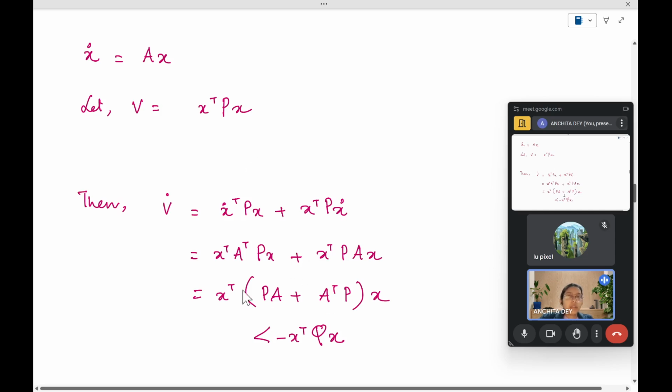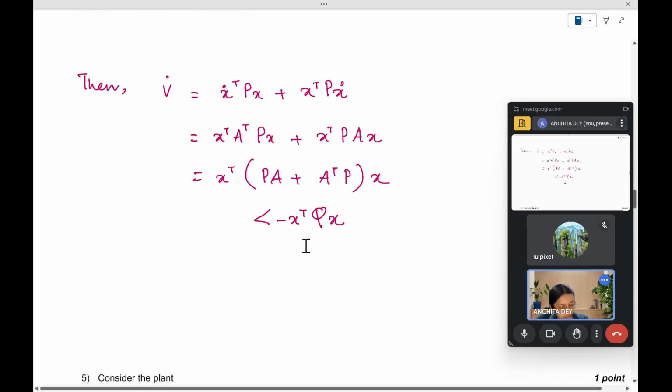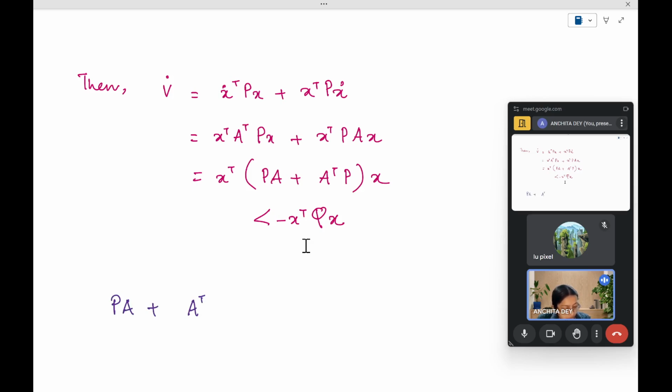That means this should be negative definite, and if this is negative definite, that means PA plus A transpose P. So if we just write it, we have PA plus A transpose P, which is equal to minus Q, right? Let me just say that this is equal to minus X transpose QX with Q being greater than 0 and Q is equal to Q transpose.